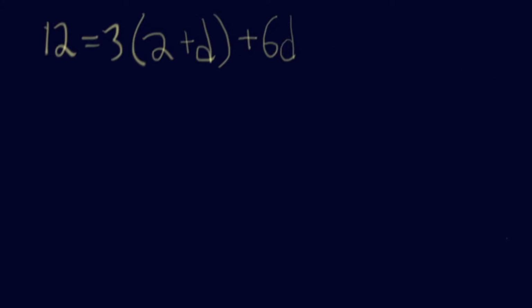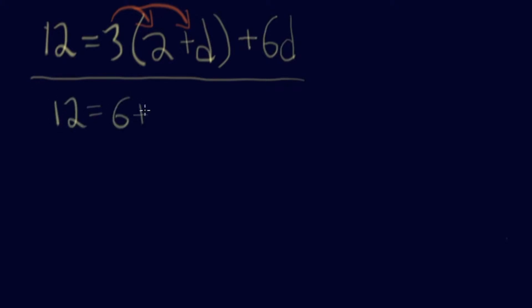So let's expand our brackets. We're going to distribute right here, and we get 12 equals 6 plus 3d plus 6d. Now we want to combine like terms, and I'll show you a visual that sometimes helps kids: you want to combine terms on the same side. So here's my side, the right side. What could I combine? I can combine positive 3d and positive 6d.